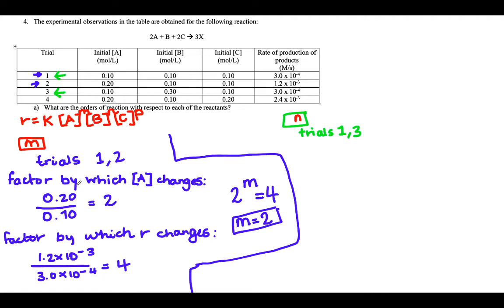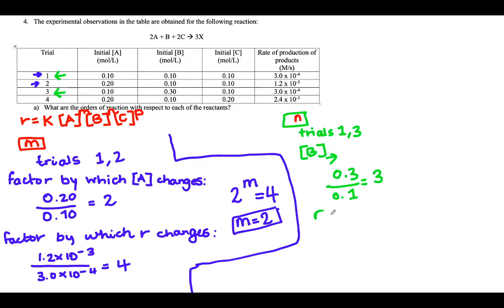Now I'm going to do the exact same thing. See if I can find the factor by which the concentration of B changes. Now I'm not going to write all of that out. I'm just going to designate it by writing concentration of B. Put a little arrow to see if we can find that out. So I'm going to choose one of either trial 1 or 3 to be the numerator. I'm going to choose trial 3. And it doesn't matter what you choose as long as you're consistent between this calculation as well as this calculation. So 0.3 divided by 0.1, that is 3.